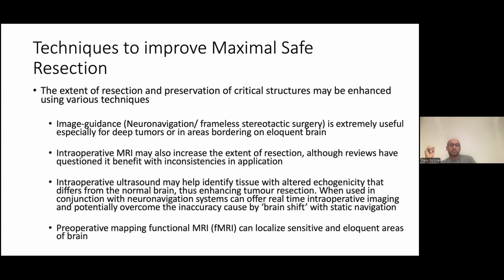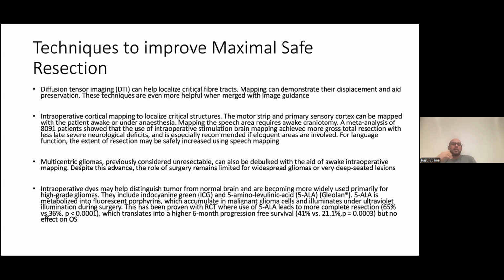When this is used in conjunction with neuronavigation systems, it can offer real-time intraoperative imaging and potentially overcome the inaccuracy caused by brain shift, because the neuronavigation is based on a static pre-op scan. Preoperative mapping with functional MRI can localize sensitive and eloquent areas of the brain. Diffusion tensor imaging sequences can also help localize critical fiber tracts, and mapping can demonstrate their displacement and aid in preservation of the tracts. And these techniques are even more helpful when merged with the preoperative image guidance.